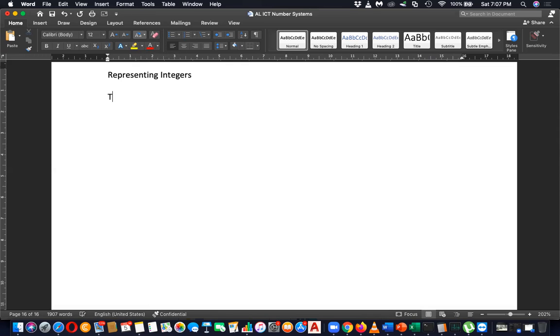Let me write. There are three basic methods to represent integer numbers. Method number one is called sign and magnitude. Please write that as well. The first method is sign and magnitude.